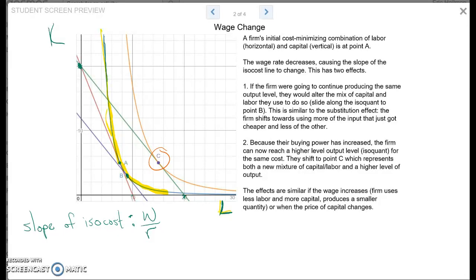This is similar to the effects we saw with the income and substitution effects on the consumer side. Here, the change in the ratio of labor to capital is like the substitution effect, and then the increase in production is like the income effect.